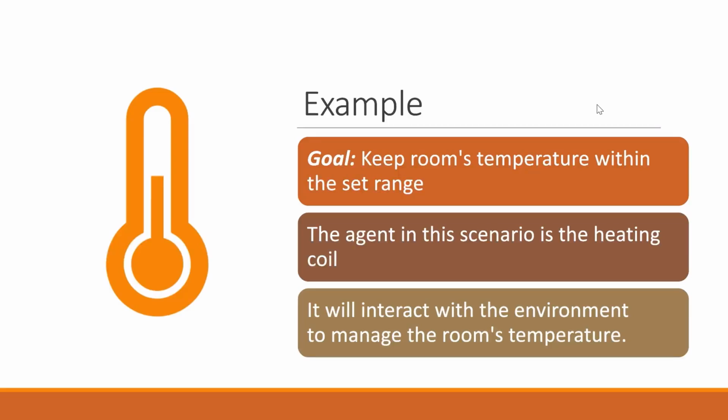Next, let's understand this with the help of an example, where the goal is to keep the room temperature within a set range. There will be multiple external variables like the outside temperature, the heat produced internally, etc., and these factors will have an impact on the temperature inside the room. Here the agent is the heating coil, which must determine how much heat is needed by interacting with the environment to manage the room temperature and make sure it stays within a certain range. In this instance, the reward is essentially the price paid for departing from the ideal temperature range.